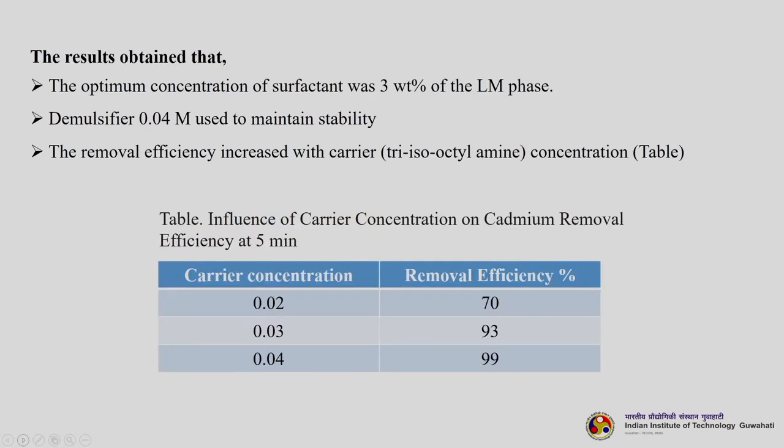So, the results obtained are that the optimum concentration of surfactant was found to be 3% for this particular application. De-emulsifier 0.4 molar was used to maintain the stability. The removal efficiency increased with carrier concentration. As the carrier concentration is increased from 0.02 to 0.04, you see the removal efficiency increased from 70% to 99%. So, excellent removal is obtained.